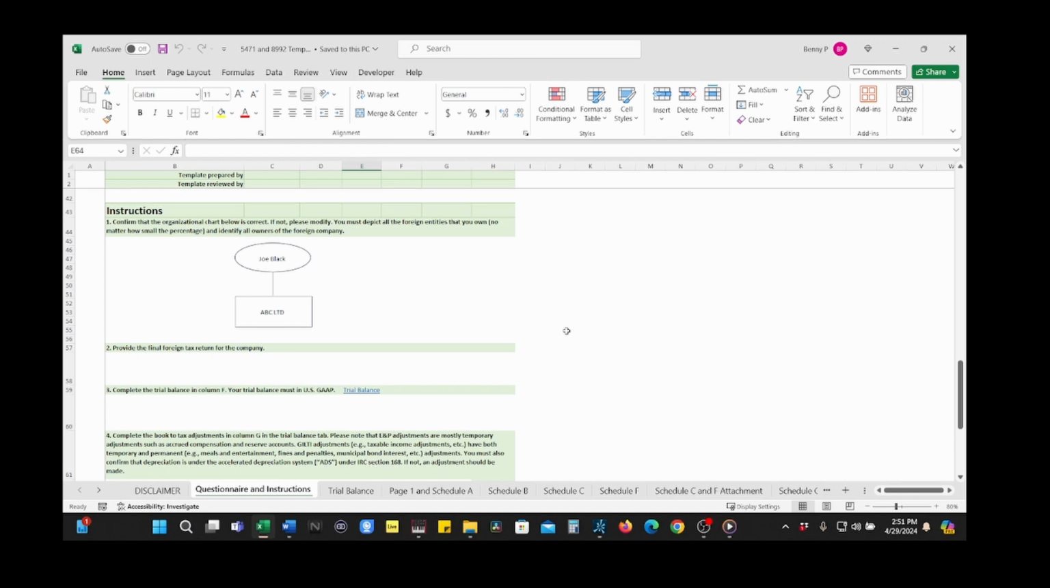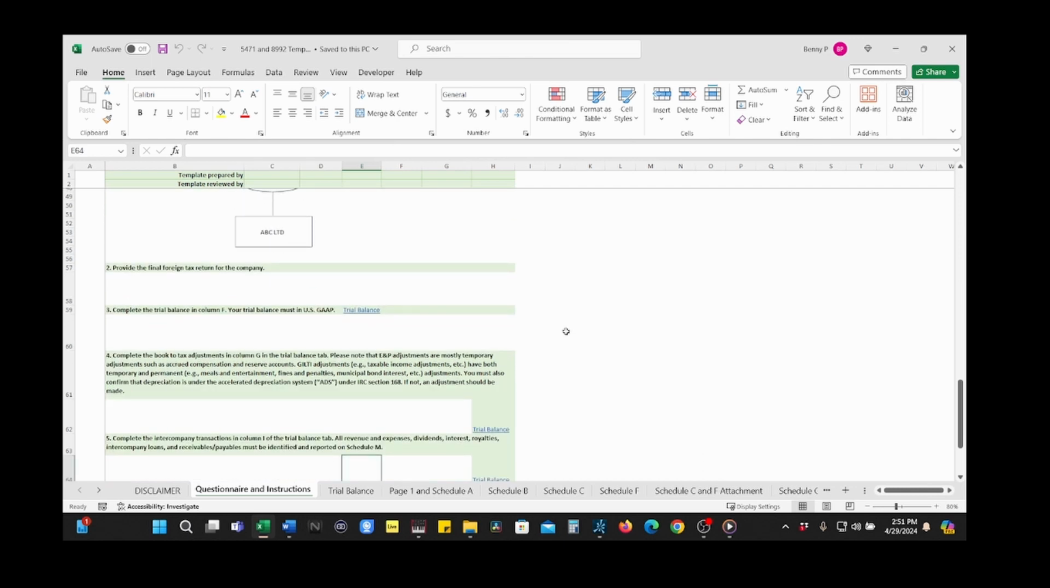It's very important to clearly understand who owns the foreign corporation because that can affect whether or not you have a Form 5471 filing at all. For question number 2, it's important to gather the final tax returns for your foreign entity. This can affect your ENP calculation on Schedule H, as well as your GILTI calculation on Schedule I-1. Also, you need to disclose the final income taxes paid on Schedule E.